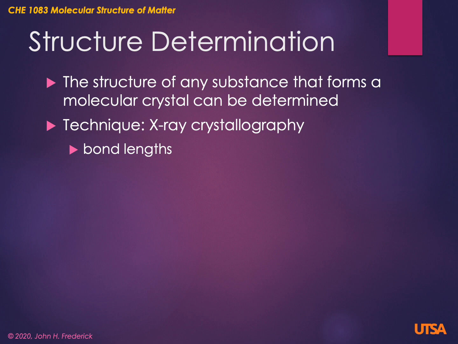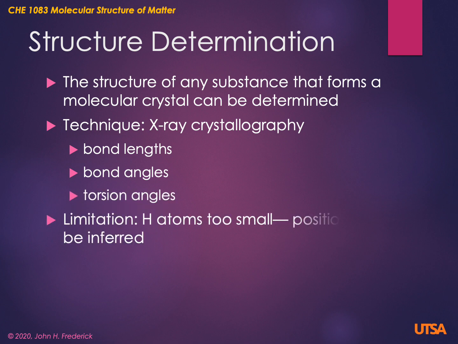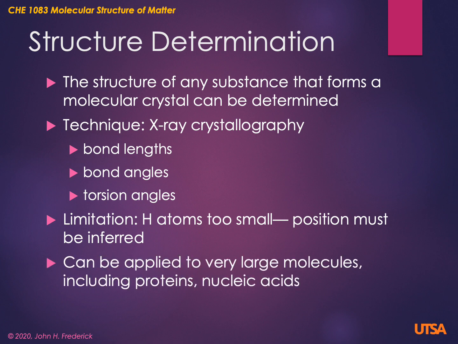In essence, what this does is it bounces X-rays off the molecule, and we can analyze the scattering pattern of these X-rays, and it tells us something about the bond lengths, the bond angles, the torsion angles, and so forth. A limitation in this technique, though, is that the hydrogen atoms are too small to be effective scatterers of these X-rays, so the position of them must be inferred in other ways. We can apply this technique actually to very large molecules, including molecules as large as proteins or nucleic acids.